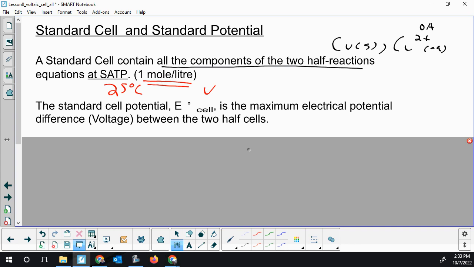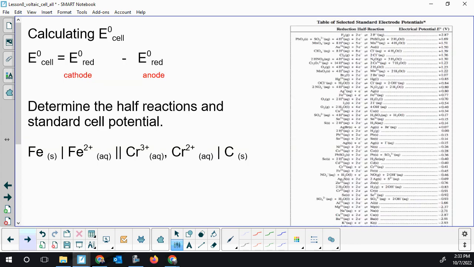How do you calculate the E0 cell? This naught just means standard conditions. So SATP, 25 degrees Celsius, 1 mole per liter, both sides. You're going to take the reduction potential of the chemical reacting at the cathode, and you're going to subtract away the reduction potential of the chemical reacting at the anode.